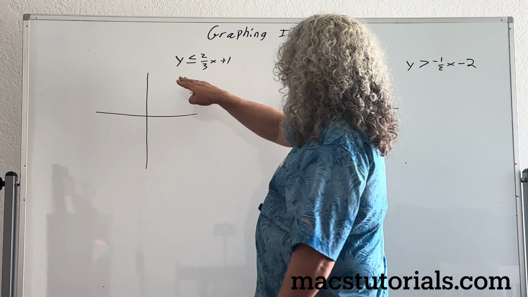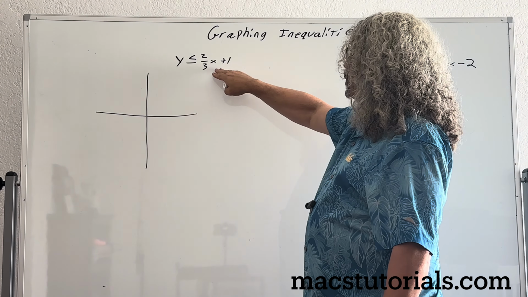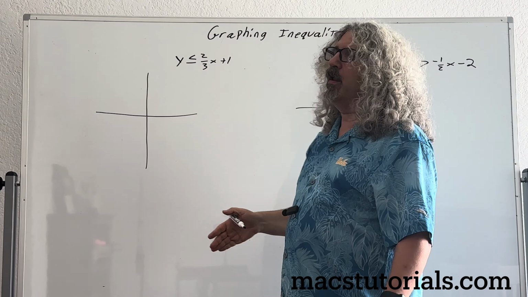Let's just pretend this one here, y is less than or equal to 2/3 x plus 1. How would you graph it if it was an equal sign? Well, you'd start at plus 1, you'd find your y-intercept, and you'd do a slope of 2 over 3. Up 2 over 3. Okay, and all you need to make a line is 2 points, so we're going to make a line right there.